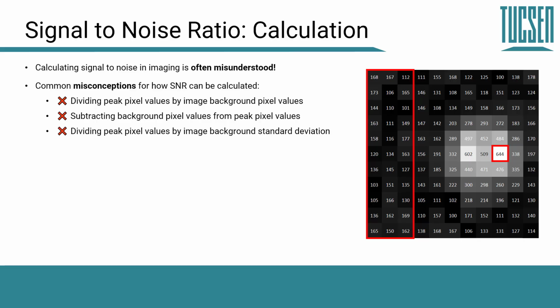A slightly less wrong but still completely wrong approach is to divide our peak pixel value by the standard deviation of our image background. There's no way basically to access the noise characteristics of our camera from the image that we've acquired. It simply doesn't work like that.